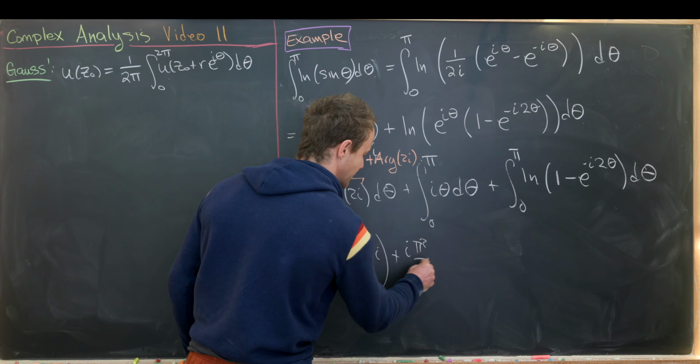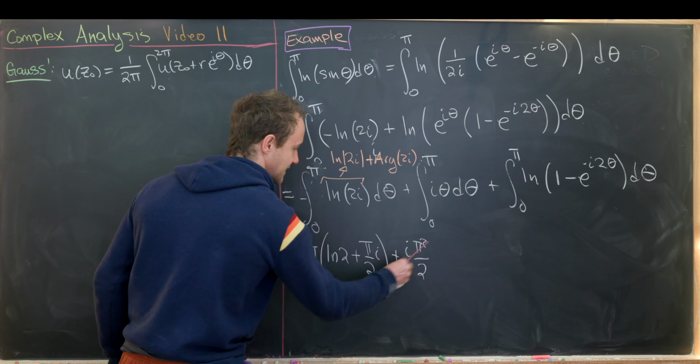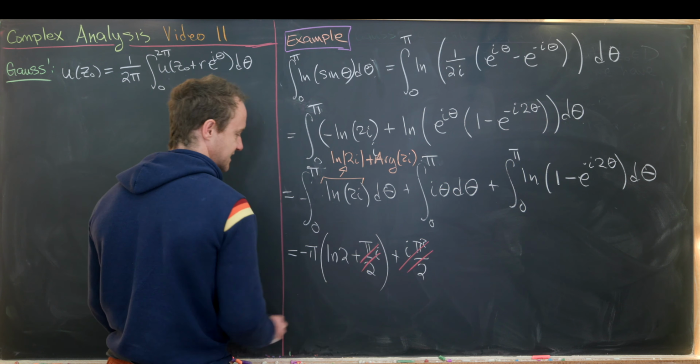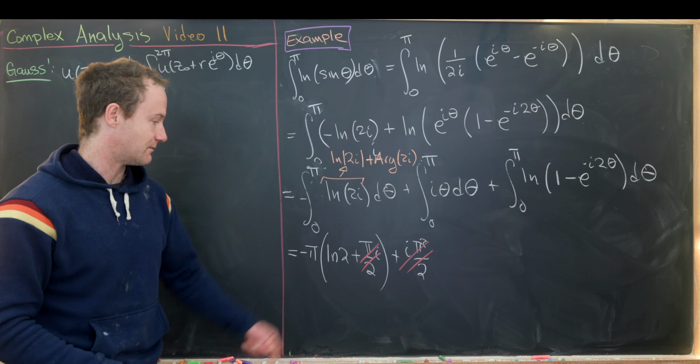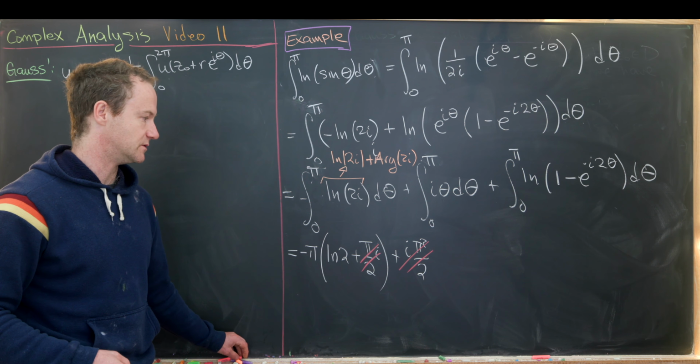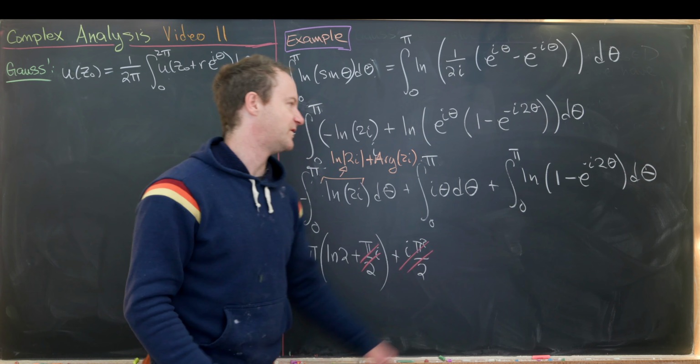So that's going to be pi squared over 2. But then we see that this guy right here will cancel with this guy right here, leaving us with just minus pi times the natural log of 2. Then I can fix this a little bit.